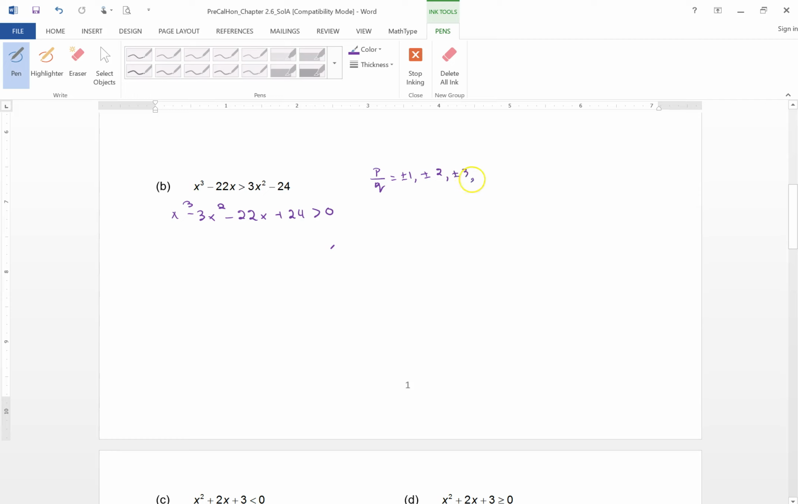Isn't there a way to take out an x squared from x cubed minus 3x squared? You will not get a common term. This cannot be factored. You won't get a common term. So 6, and what else? 8, 12, 24. Well, let's try with 1.